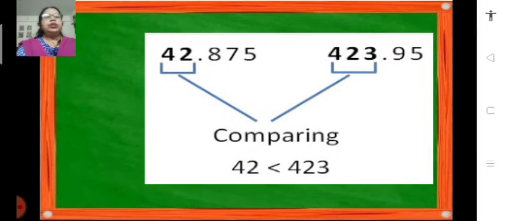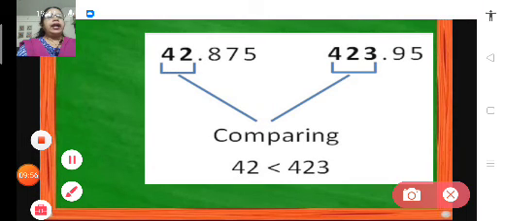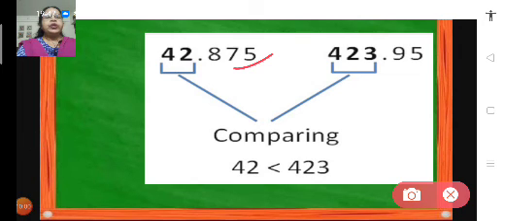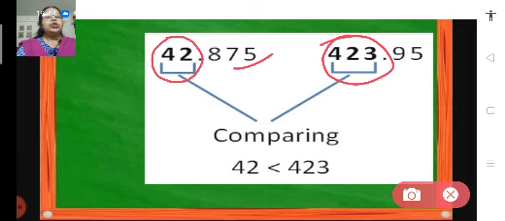We have two numbers, 42.875 and 423.95. So it is very clear, here we have 42 and here we have 423. So obviously this is greater.